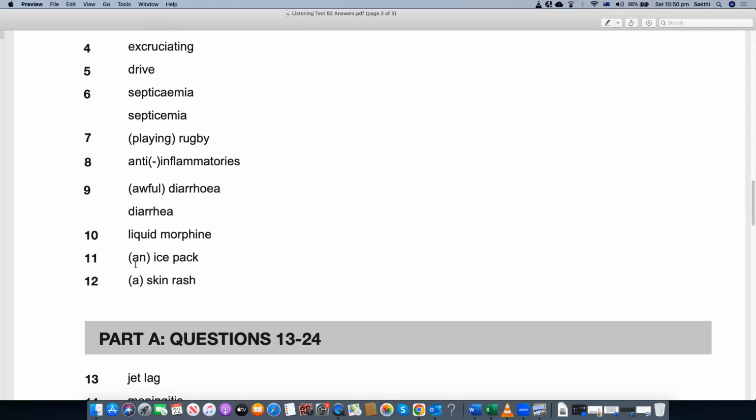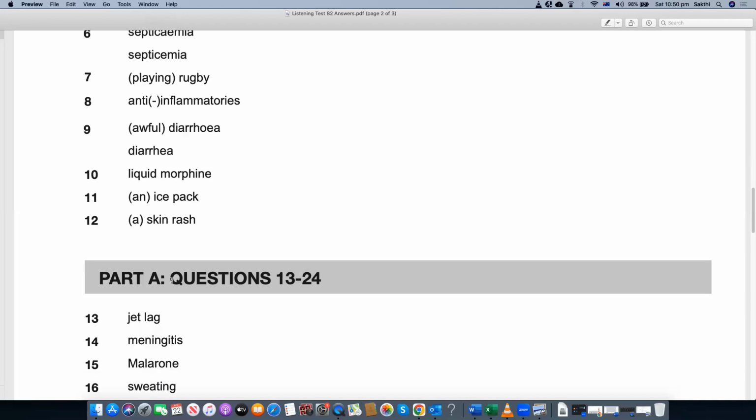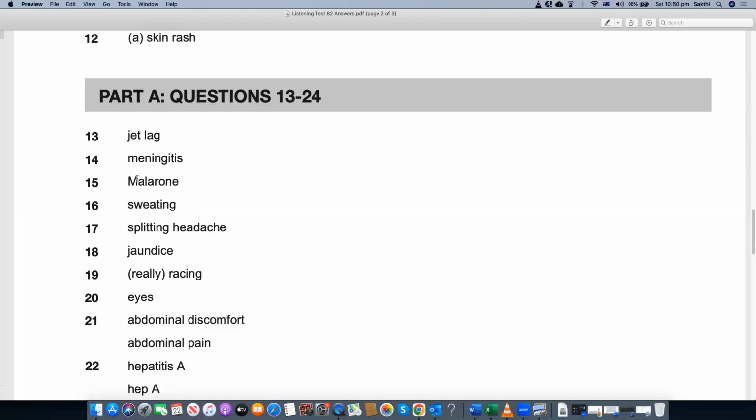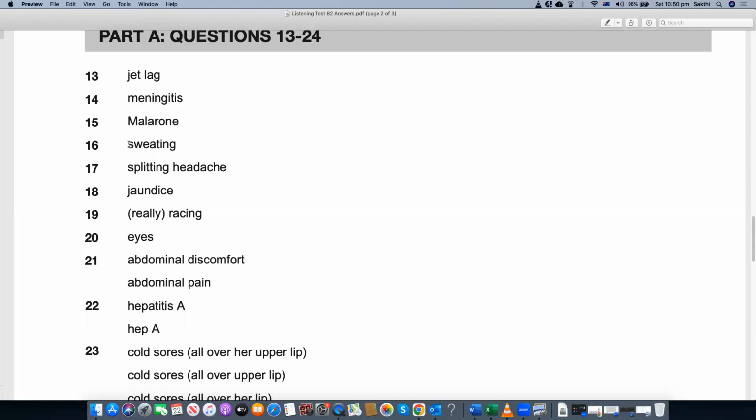And for question number 11, the answer is an ice pack or ice pack. And for question number 12, the answer is a skin rash or skin rash alone. So this is the answer key for the second extract. For question number 13, the answer is jet lag. And for question number 14, the answer is meningitis.